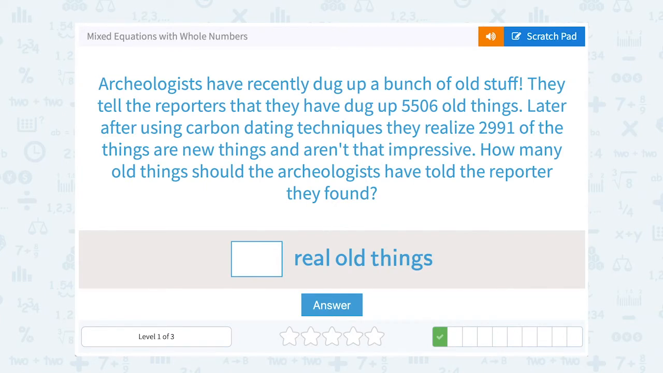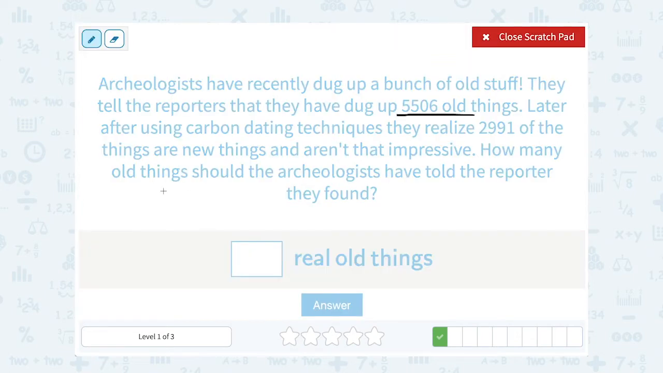Archeologists have recently dug up a bunch of old stuff. They tell the reporters that they have dug up 5,506 old things. Later, after using carbon dating techniques, they realized 2,991 of the things are new things and aren't that impressive. How many old things should the archaeologists have told the reporter they found? All right, well, if they told them originally that they found 5,506 old things, and it turns out that 2,991 were new, we would need to subtract to figure out how many of them were actually old things.